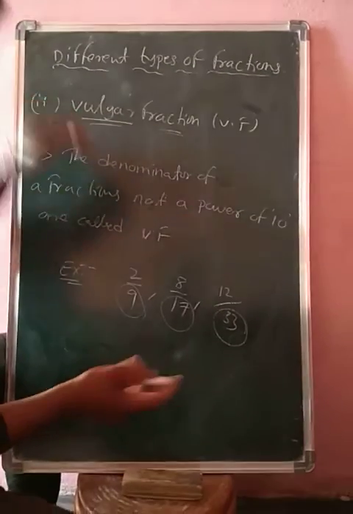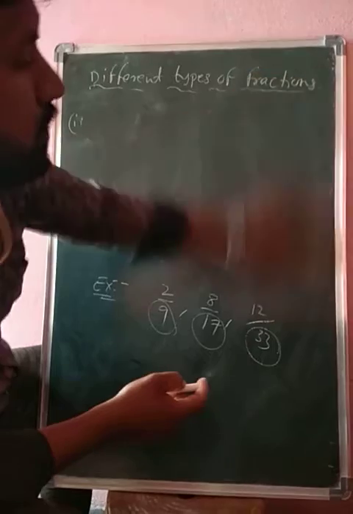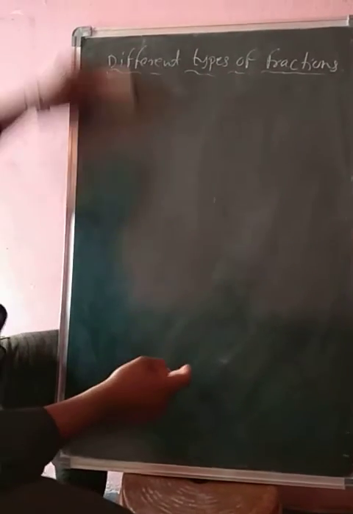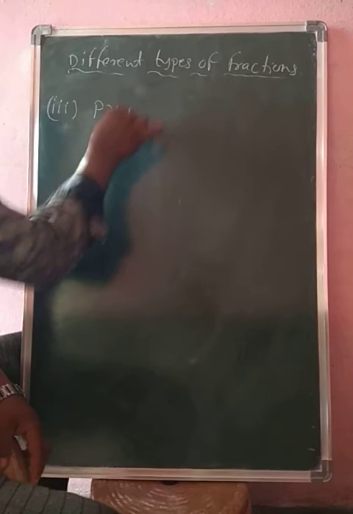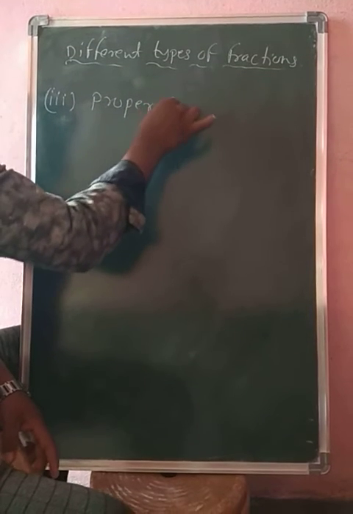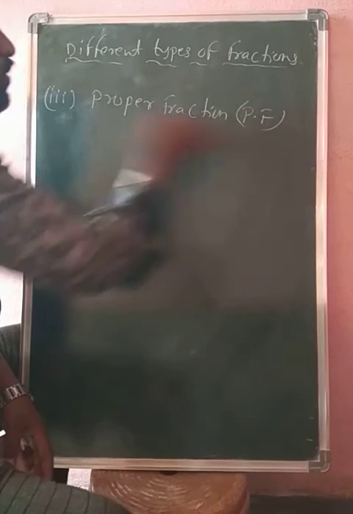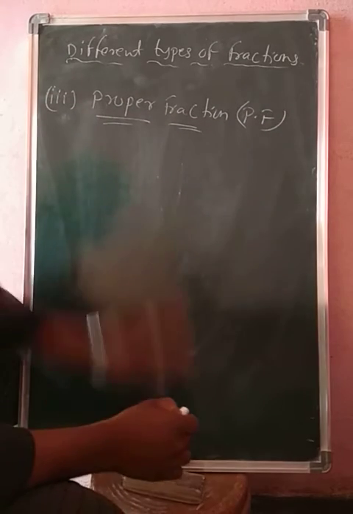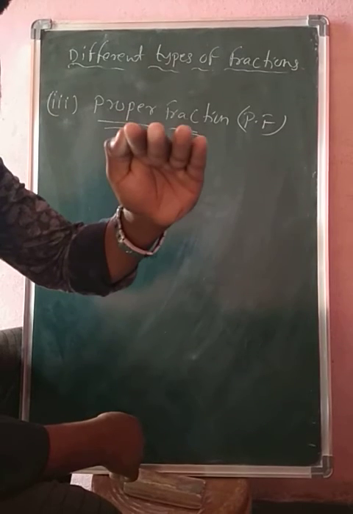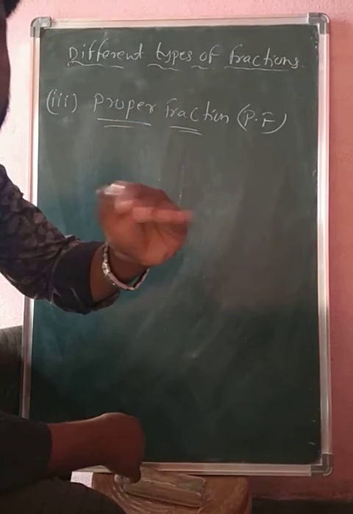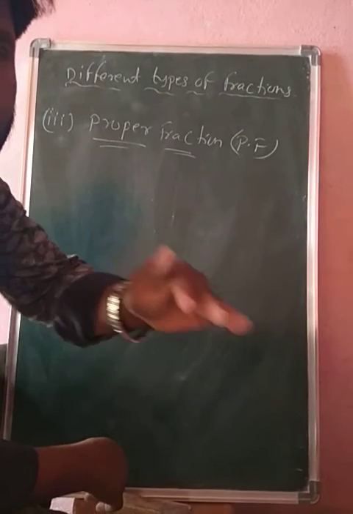Okay, now see one more fraction. Proper fraction. What now? Proper fraction means what? Simply, the numerator of a fraction is smaller than the denominator of a fraction. The numerator of a fraction is smaller than the denominator.